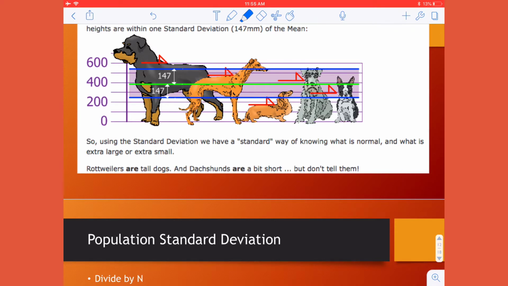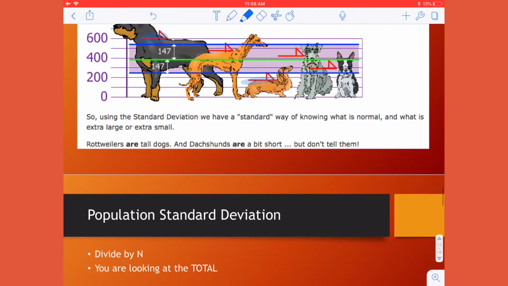So our first dog, the red bar right here, I'm highlighting it in blue, is higher than the one standard deviation, the blue line, so I would know that he's extremely tall. And my little Bento over here, which I'm highlighting his bar, he would be below the standard deviation, so he is short.